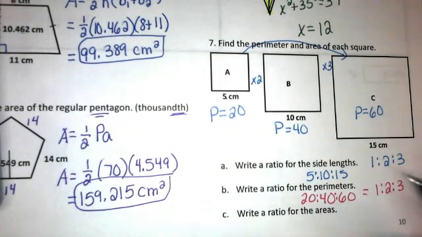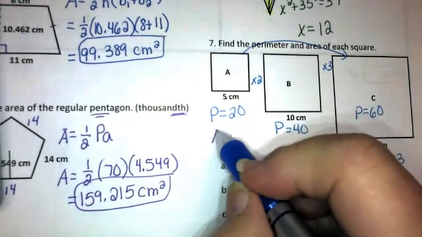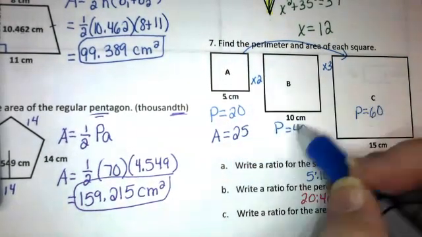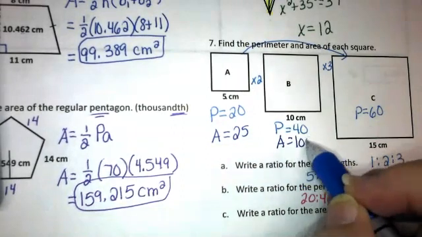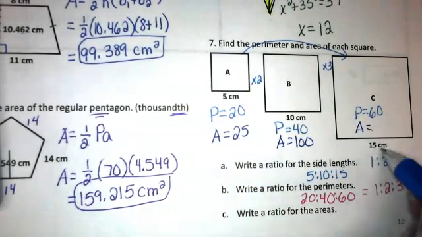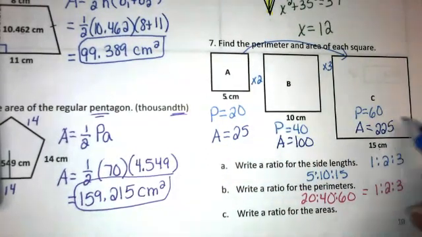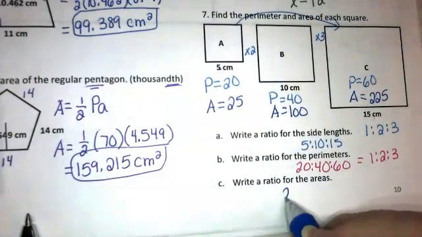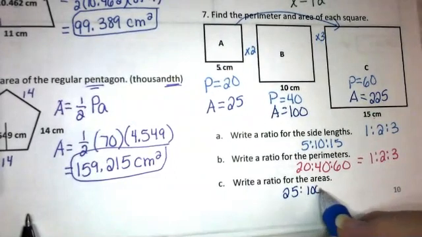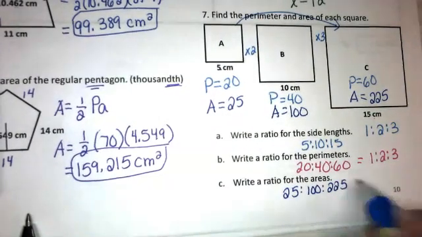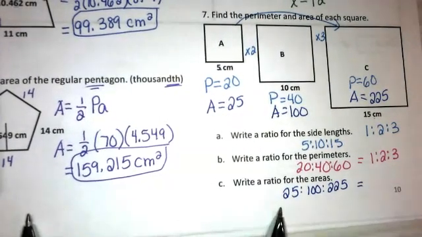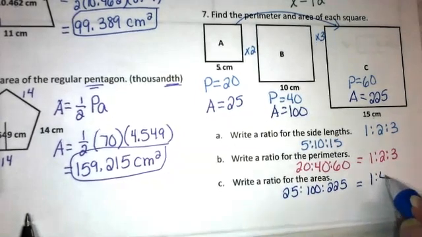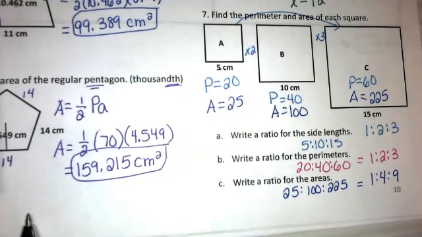Now let's calculate the area of each square. The area of this square is 5 times 5. This one is 10 times 10. And this one is 15 times 15. So now they've asked us to write a ratio for the areas. I have 25, 100, and then 225. If I simplify that by dividing everything by 25, I get 1, 4, 9.